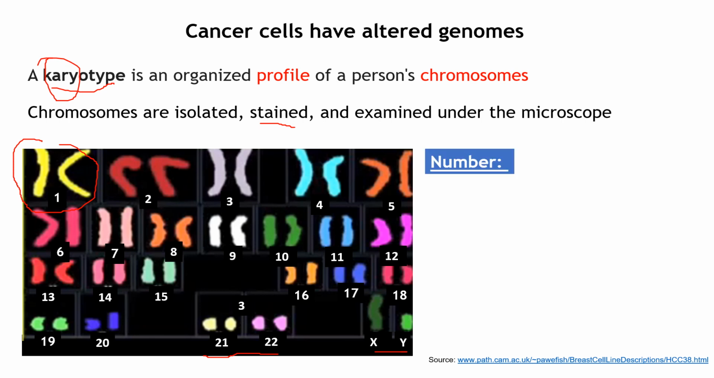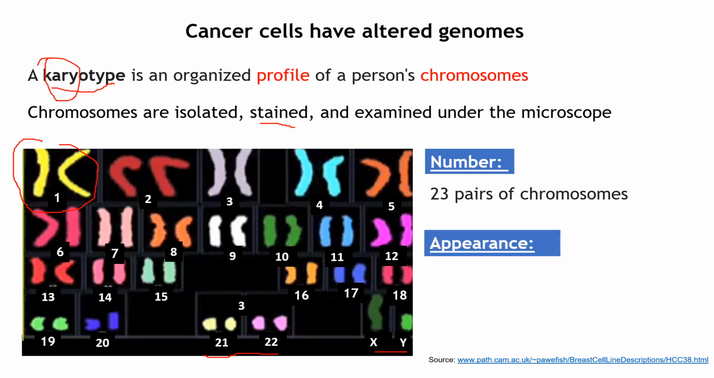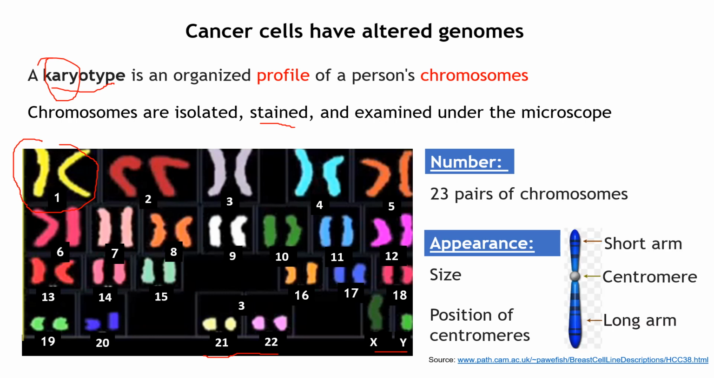Okay, so number: in humans it is 23. Appearance: you divide them by size and position. In terms of normal chromosomes, you have a centromere, a short arm, and a long arm. So what do you think happens in the chromosomes of cancer cells? Does the number change? Would the sizes change? Do you think the position of the centromere and the arms will change?